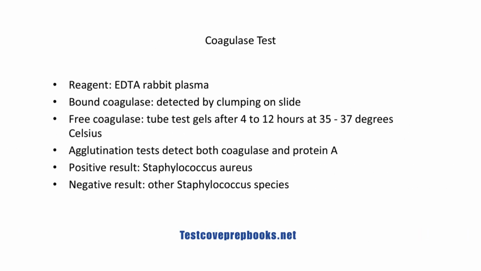The coagulase test uses EDTA rabbit plasma. Bound coagulase is detected by clumping on a slide. Free coagulase is detected in a tube test, which gels after 4 to 12 hours at 35 to 37 degrees Celsius. Agglutination tests can also detect coagulase and protein A. A positive result indicates Staphylococcus aureus, while other human pathogenic staphylococci are negative.